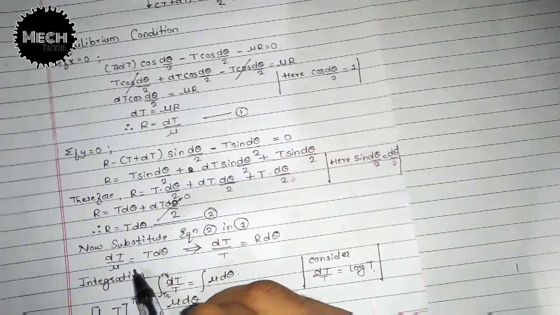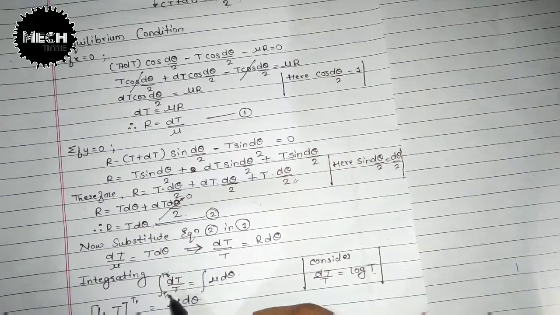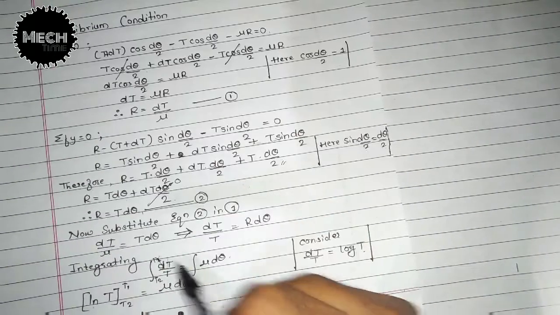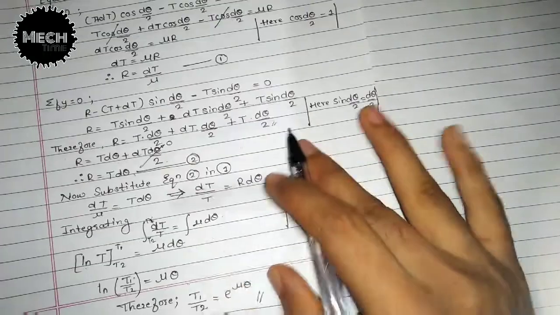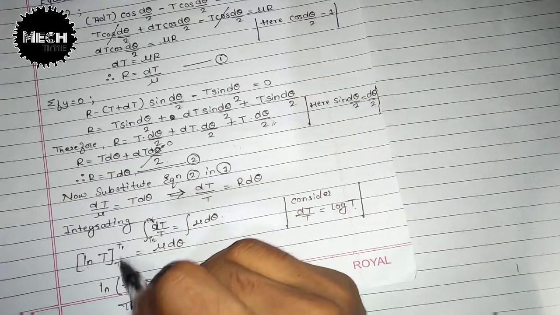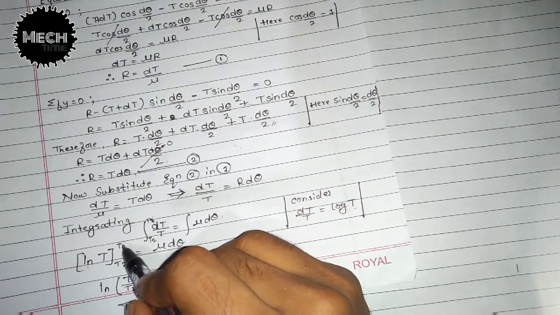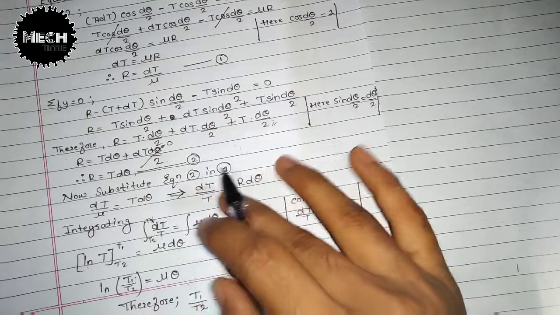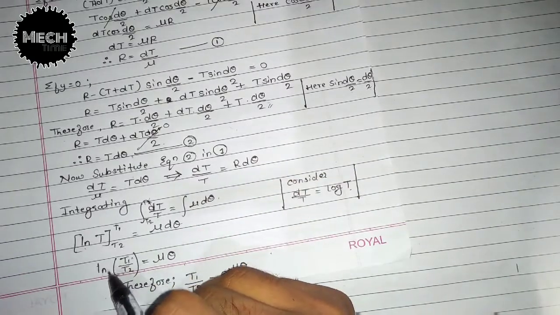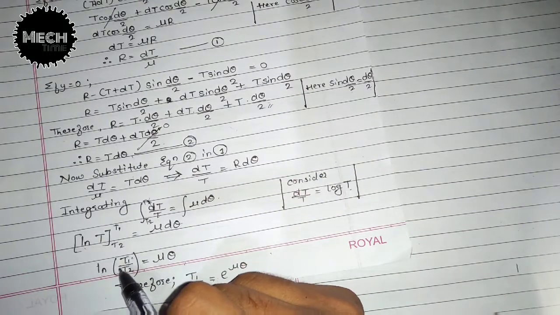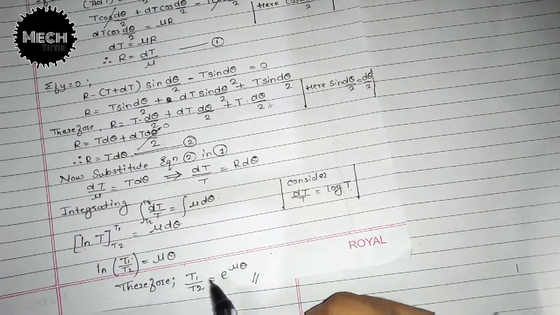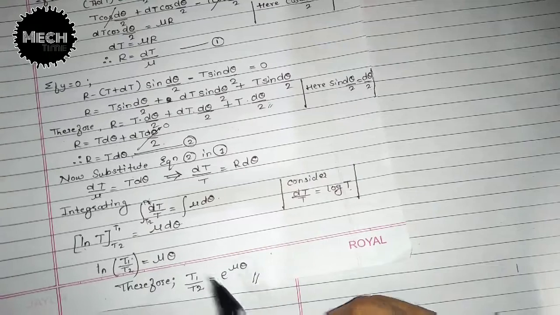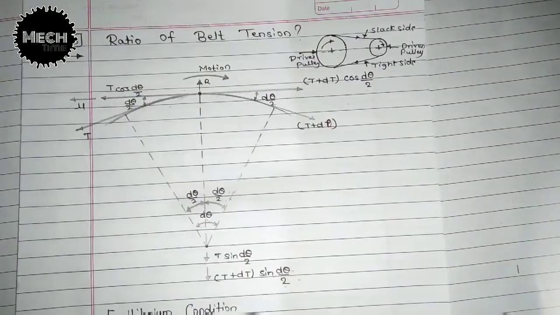Then you take integration of both sides, taking the limit as T2 to T1, where dT by T is equal to log T. Then this will be ln T from T2 to T1 is equal to mu d theta. Then by the log properties, ln T1 by T2 is equal to mu theta. Therefore T1 by T2 is equal to e to the power mu theta. Guys, this is a very easy and important derivation.